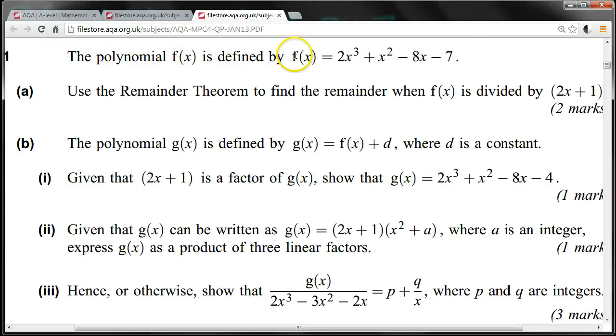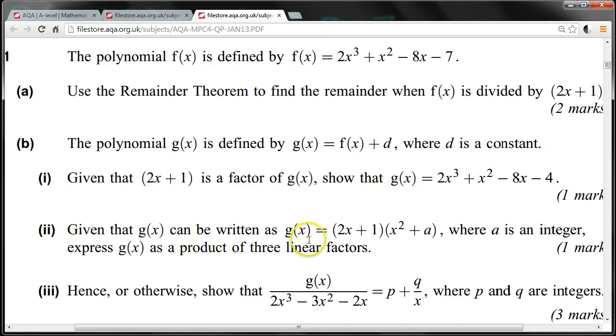The polynomial f of x is defined by this. Use the remainder theorem to find the remainder when f of x is divided by this. The polynomial g of x is defined by this. Given that 2x plus 1 is a factor of g of x, show that g of x equals this.